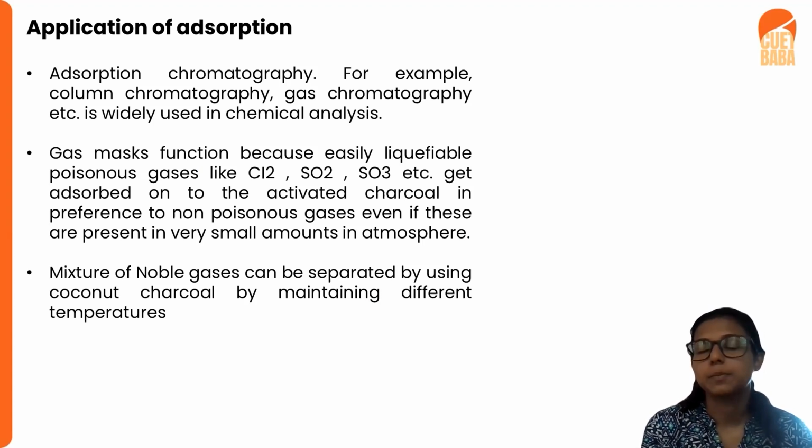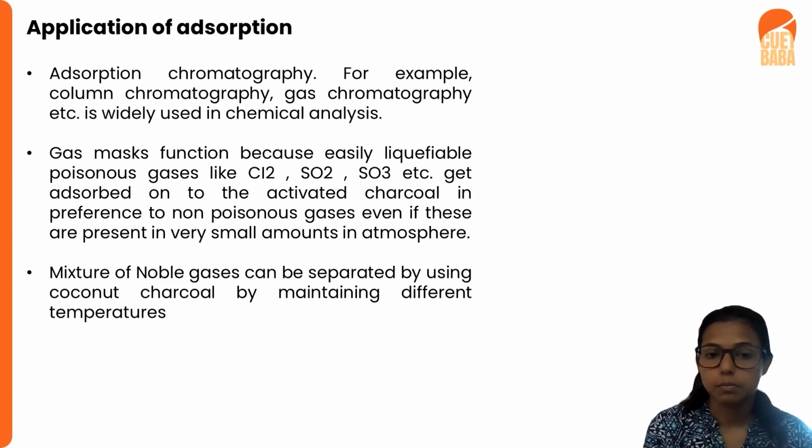Each substance will have a specific attraction toward the adsorbent surface, so it will undergo this specific adsorption, and substances will be retained on the surface of the adsorbent at a particular rate, so the substances can be separated from each other. Gas masks function because easily liquefiable poisonous gases like chlorine, sulfur dioxide, sulfur trioxide, etc. get adsorbed on the activated charcoal in preference to non-poisonous gases, even if these are present in very small amounts in nature.